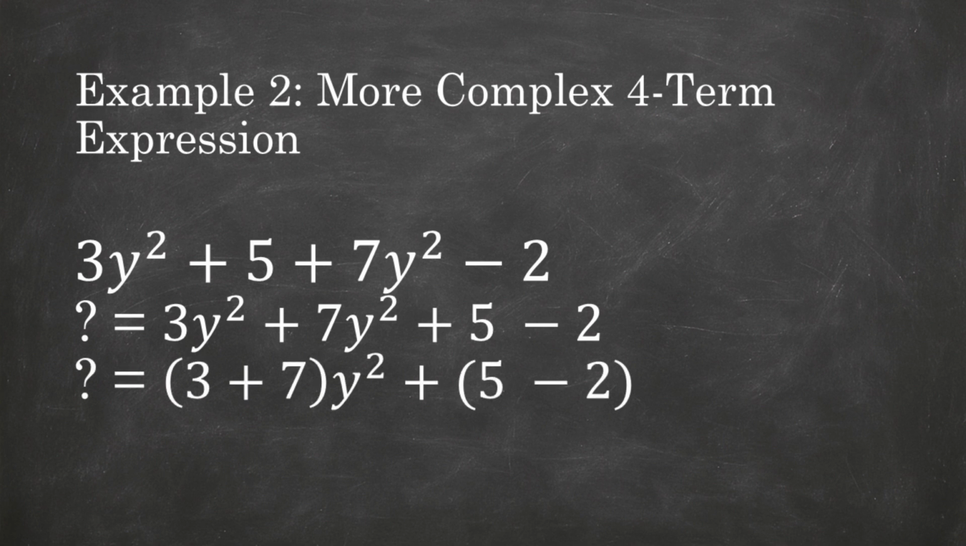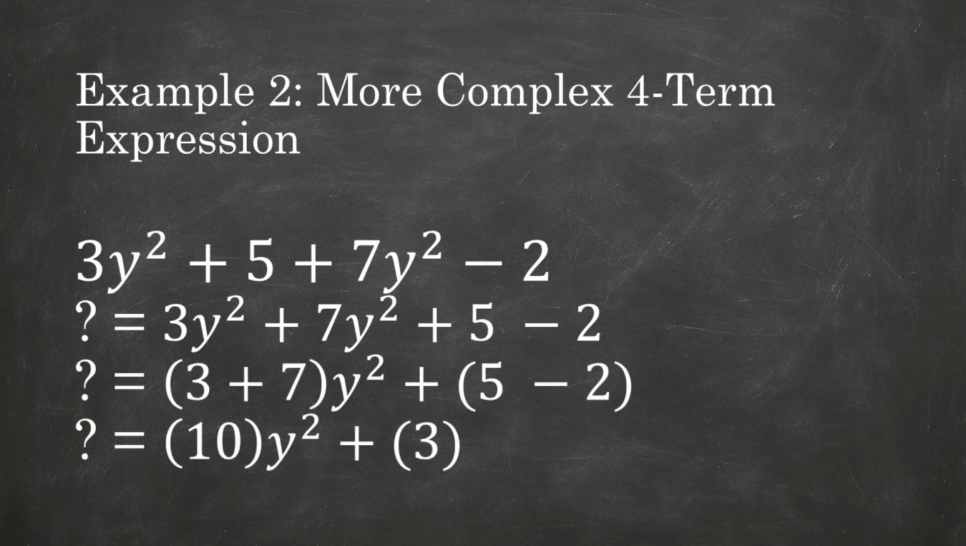For the y squared terms, we will add the coefficients 3 and 7, which is equal to 10. For the constants, we will be adding 5 and -2, which is equal to 3. This will result in a simplified algebraic expression, 10y squared plus 3. In our upcoming videos, we will talk more and provide more examples to make it easier for you to solve problems like this. So don't worry, we got you covered.